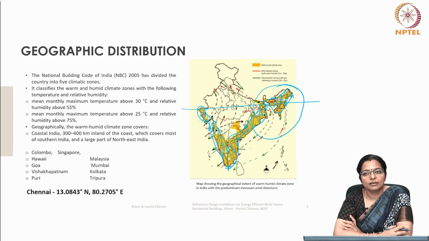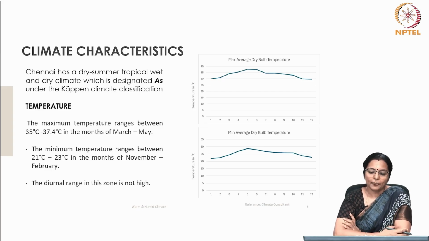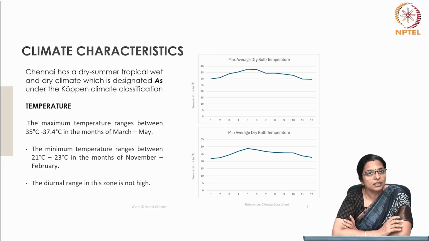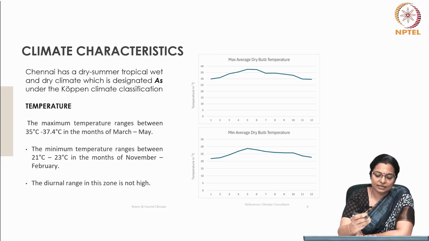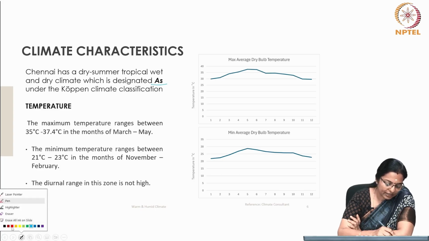Today we will take the case of Chennai as a city and look at its climate classification, as Chennai is classified as warm and humid climate. Chennai has a dry summer, tropical wet and dry climate as far as Köppen climate classification is concerned, and it is designated as As in the Köppen climate classification.